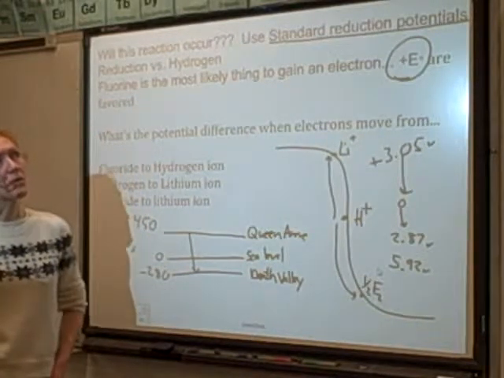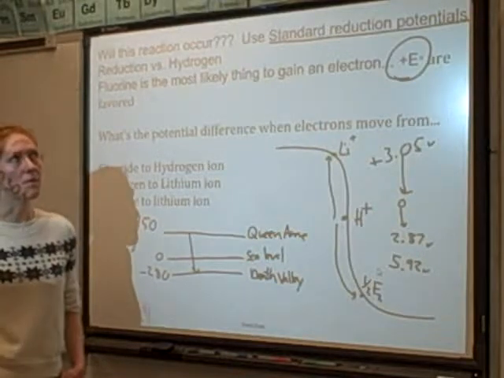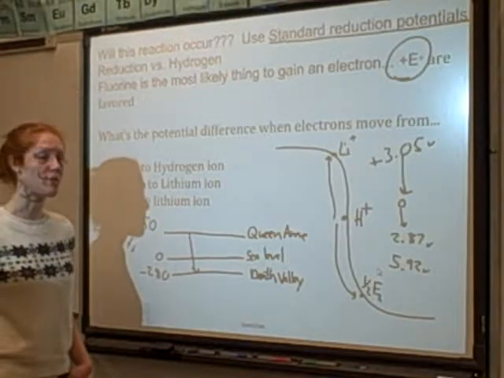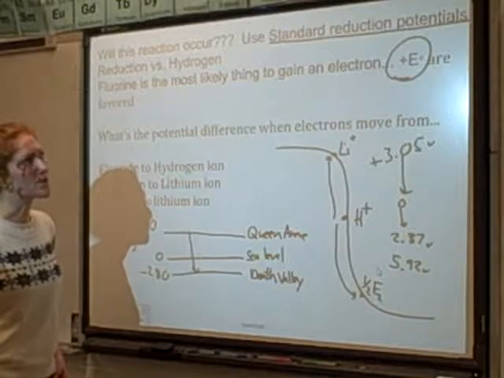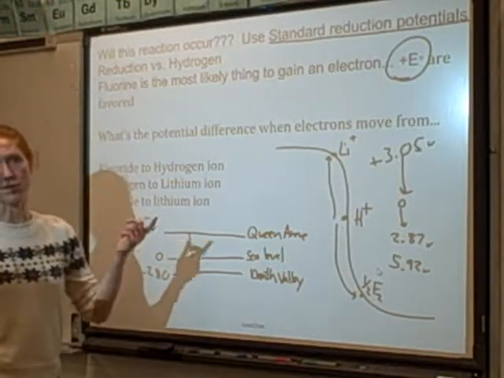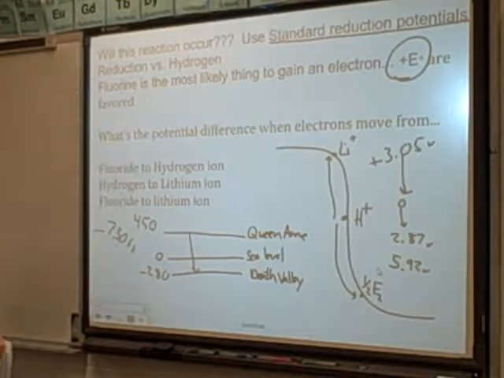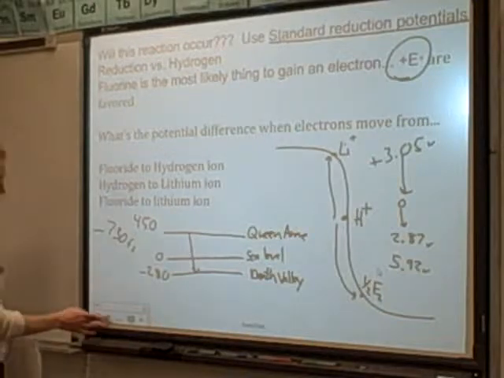I know fluorine's the most electronegative element. It makes sense then that that's the most likely thing to be reduced. So positive values must be favored for standard reduction potentials. Okay, let's go ahead and calculate one real quick.